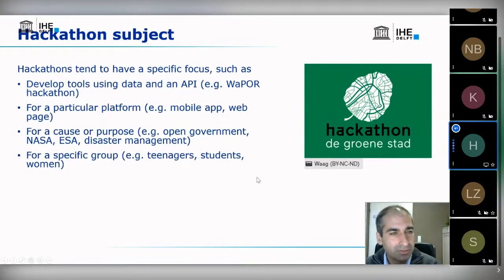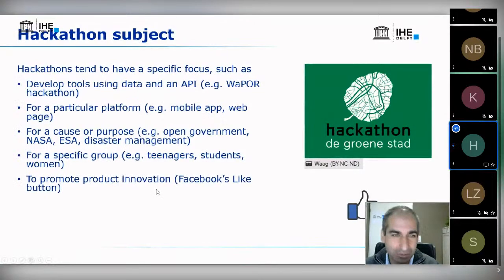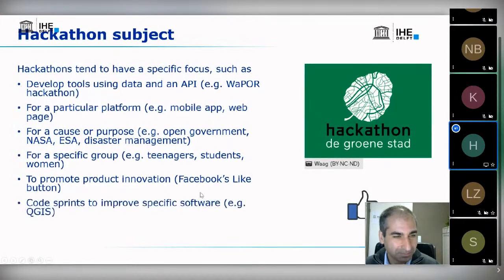You can also do hackathons for a specific target group. Maybe you want to bring teenagers together, or students, or a group of women. So there are different choices there. Here we are very inclusive, and we want anybody in the world to join and get a good mix of different stakeholders. You can also use hackathons to promote product innovation. And I don't know if you know, but Facebook's like button came out of a hackathon. And then back to the original purpose is to improve specific software, for example, QGIS.